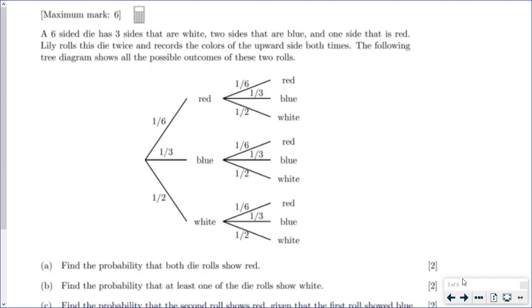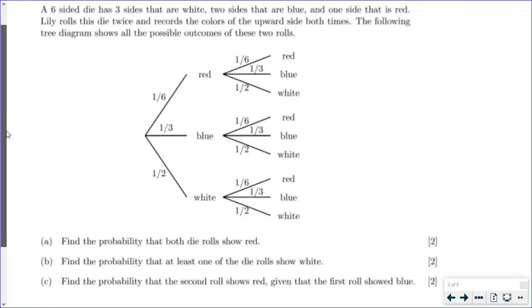Okay. Number 3. A 6-sided die has 3 sides that are white, 2 sides that are blue, and 1 side that is red. Lily rolls this die twice and records the colors of the upward side both times. The following tree diagram shows all the possible outcomes of these 2 rolls.